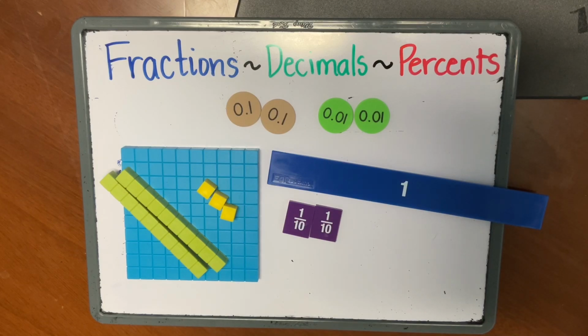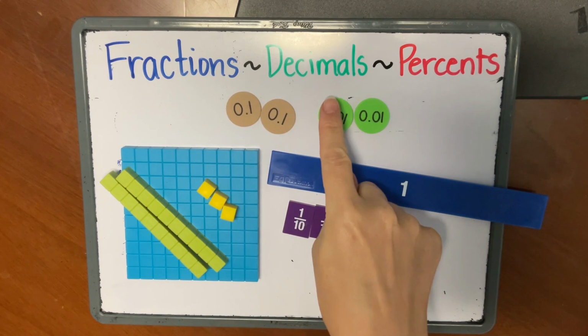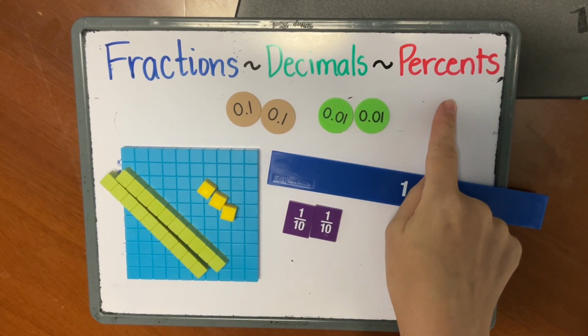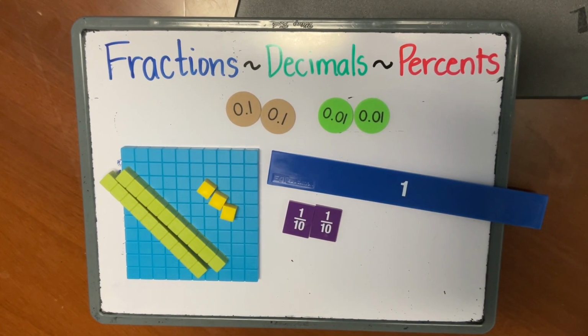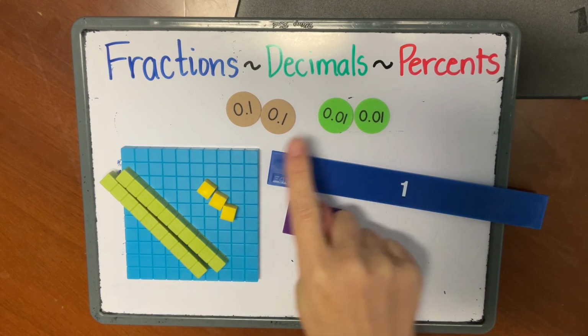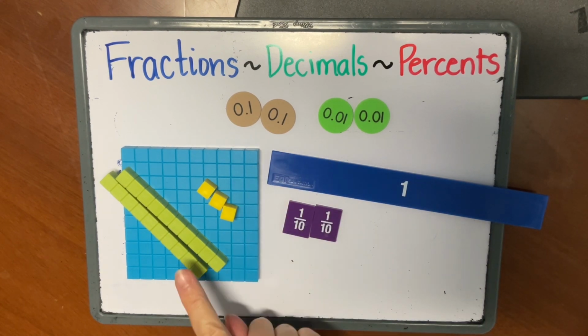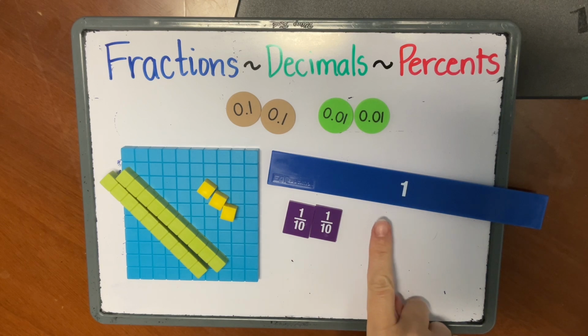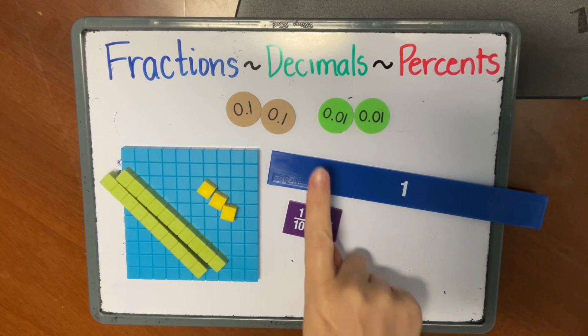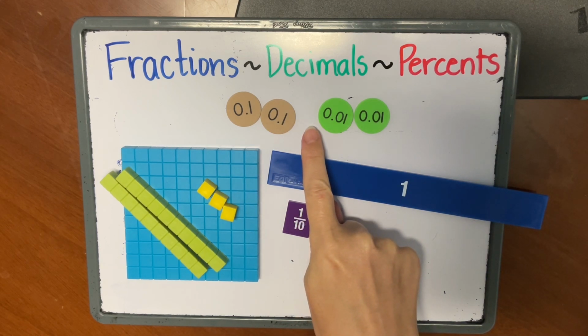Today we're looking at the connections between fractions, decimals, and percents. If you've watched the other videos, these are some of the tools that we've used: base 10 blocks, fraction tiles or fraction strips, and place value discs.